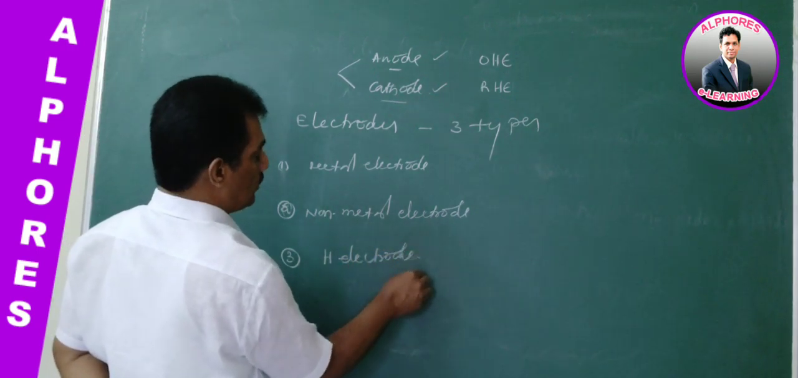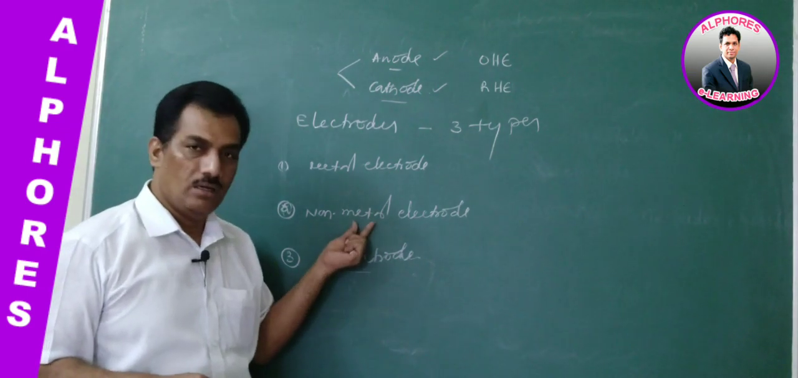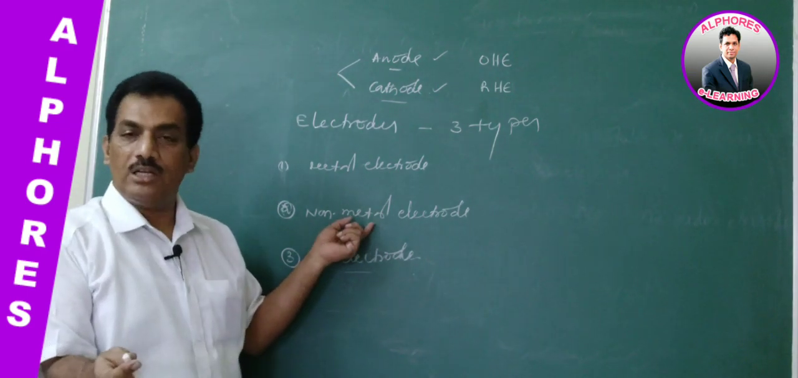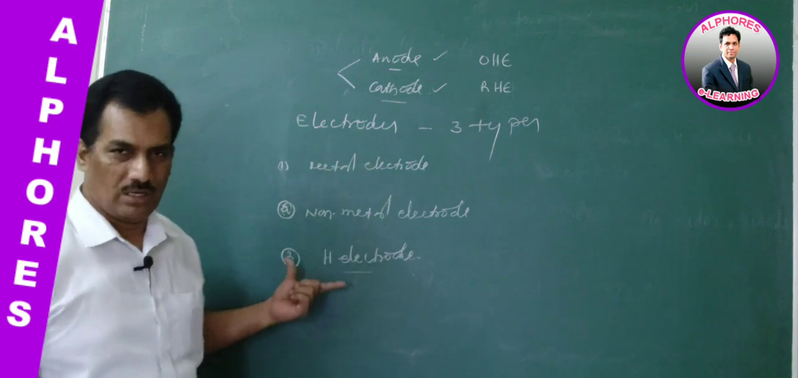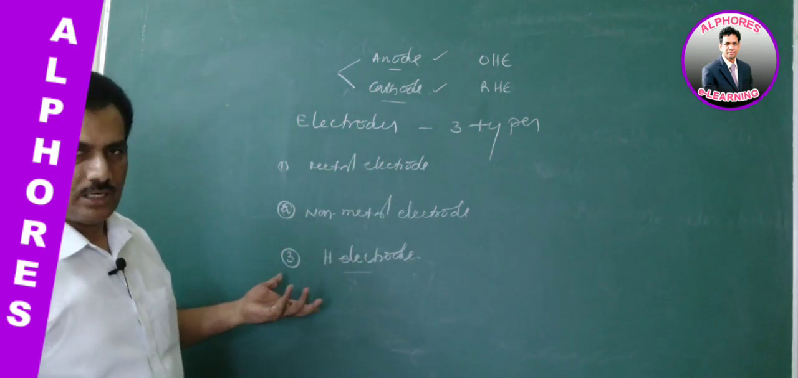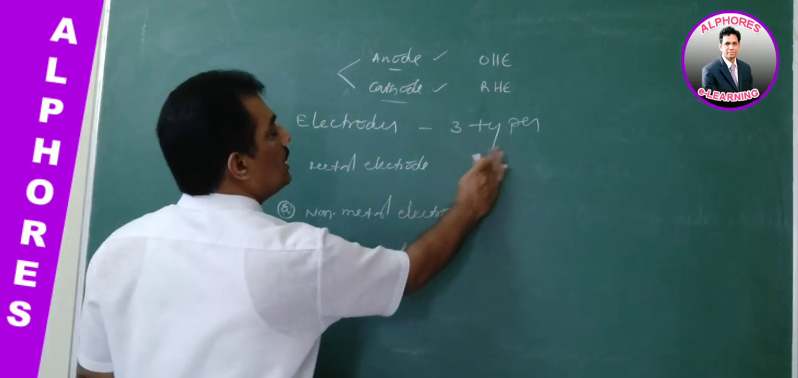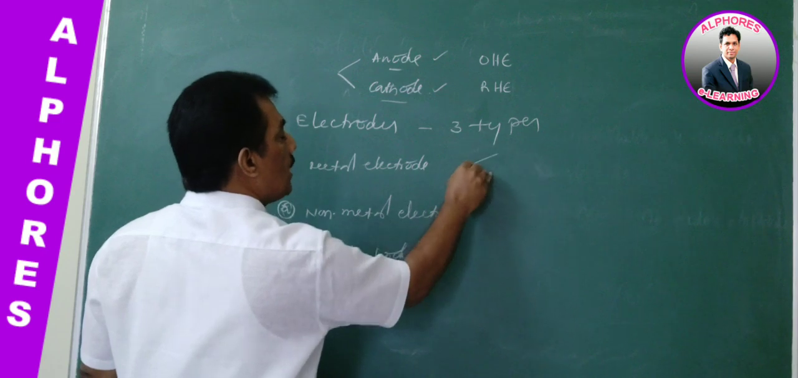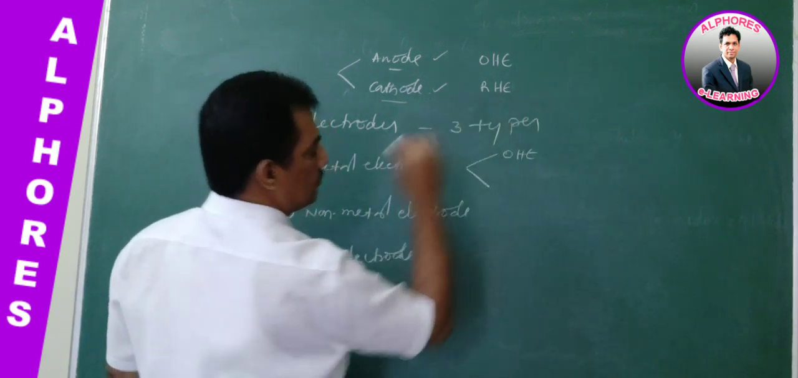Why is the hydrogen electrode separately mentioned? Actually hydrogen is a non-metal, but it is behaving differently. Its behavior is similar to that of a metal. That's why we are making it separate, for easy understanding. Clear? And now let us consider this metal. This metal electrode may sometimes behave as an oxidation half electrode.